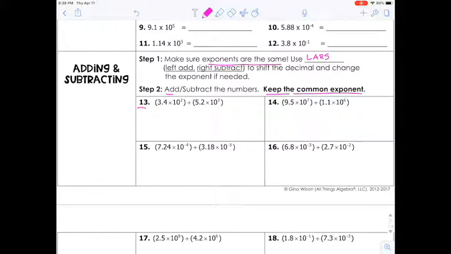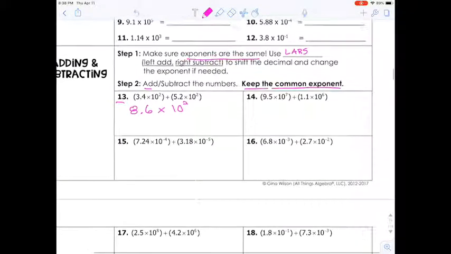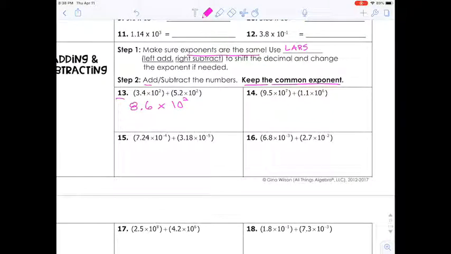So with nice ones like number 13, it's real easy. They're both 10 to the second. Well, then I can go 3.4 plus 5.2, and I can get 8.6 times 10 to the second. Just that easy, okay? Now, let's take one like number 14, where they're not both the same.